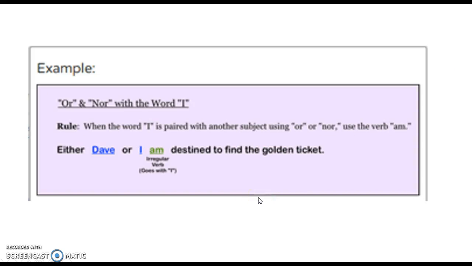And then finally, if you have the word I, like either Dave or I am destined to find the golden ticket, we typically just look at I and make the sentence read so that it makes sense with I. So: I am destined to find the golden ticket.